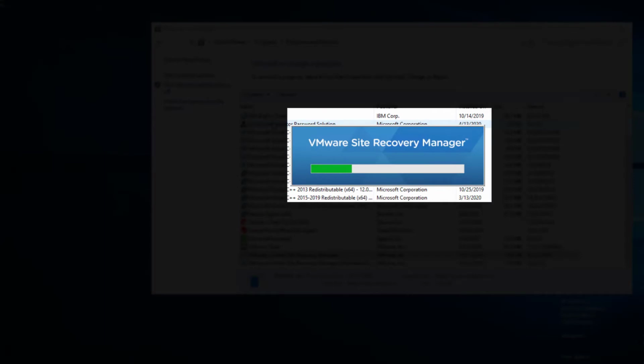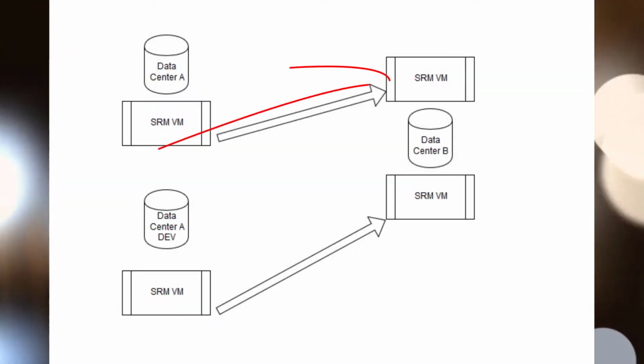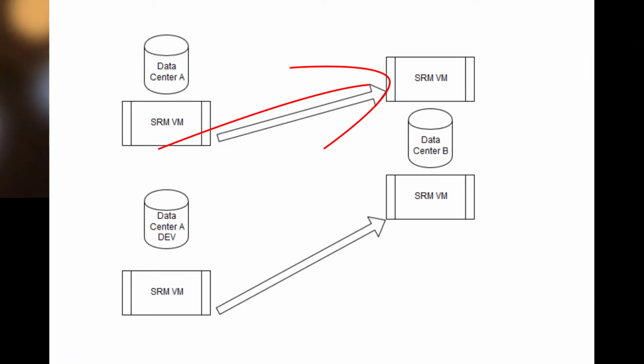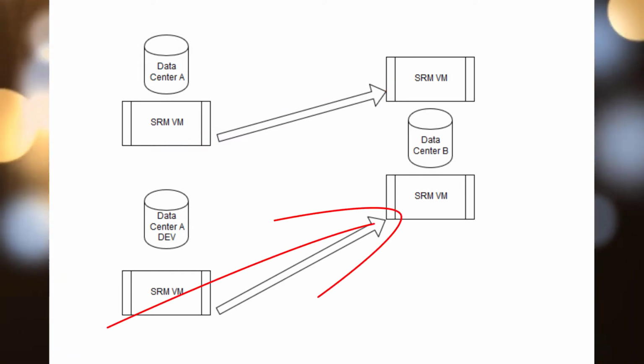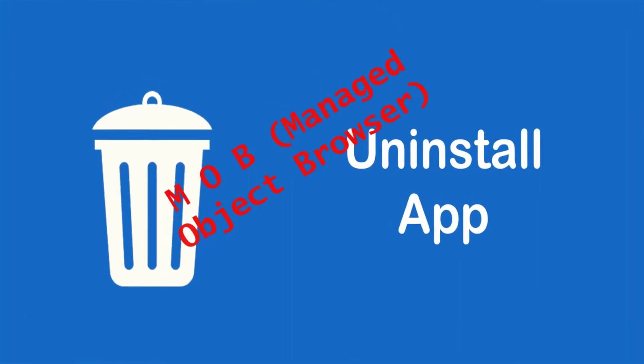Let's focus now on the main task: SRM decommissioning. We have four data centers, and one of them is going to be decommissioned. My task was to decommission SRM between data center A and B, developer data center A and B. All in all, four virtual machines. The important thing to remember is that SRM has to be uninstalled. If one removes just the virtual machines, then to remove the extensions one needs to go to the MOB and remove them manually. All protection groups were already removed.